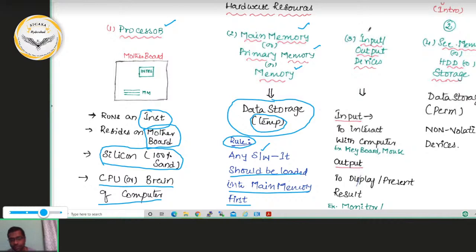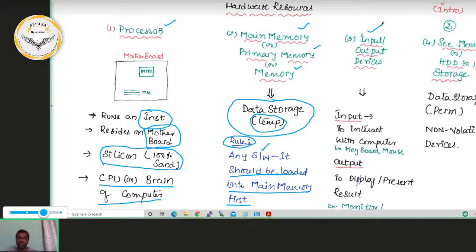Next one is called input-output devices. What do you mean by input device? Input devices are required for the purpose of interacting with the system. For example, keyboard. Without keyboard and mouse, can we interact with the system? It is not possible. So input devices are required for interacting with the system.